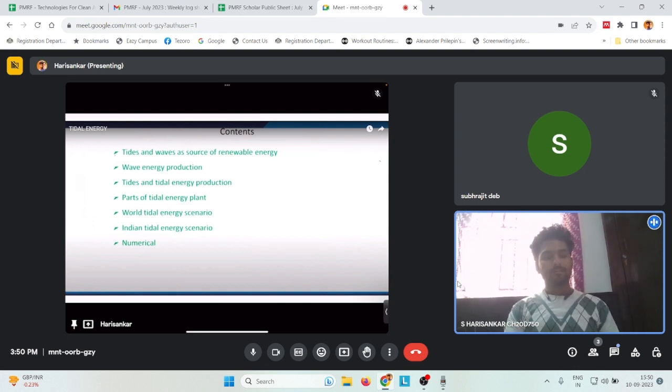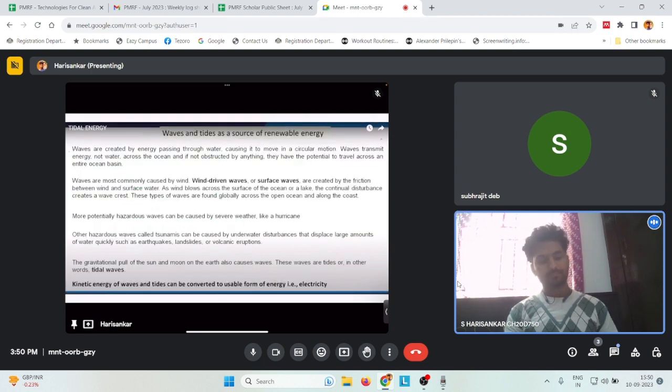So that's it about geothermal energy. And then the lectures moved towards tidal energy. So tides and waves basically. So what is tidal energy or wave energy? Let us see. Waves and tides as a source of renewable energy.